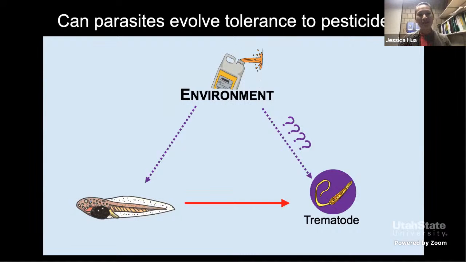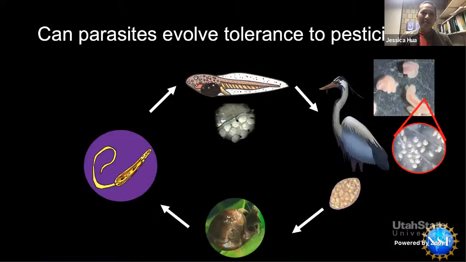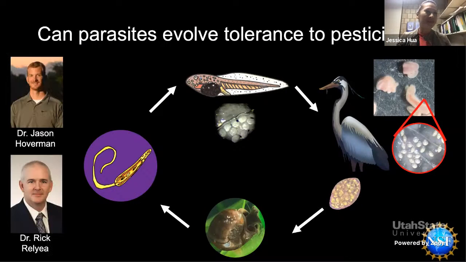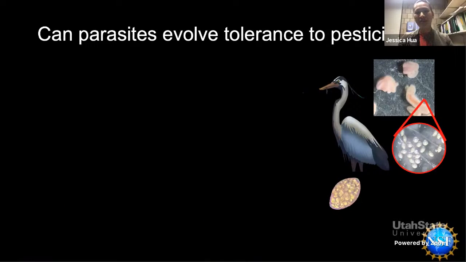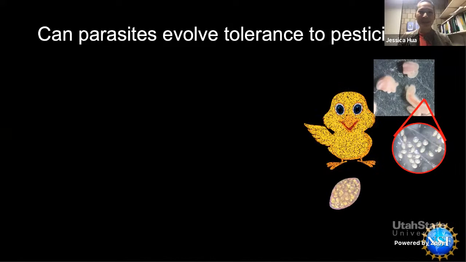We know hosts can evolve tolerance and can exhibit constitutive and inducible tolerance. What about the parasite? This is work that is done in collaboration with Dr. Jason Hooverman and Dr. Rick Relier. What I'll tell you about is actually this part of the life cycle. We didn't use great blue herons, we actually used an avian host, a chick host.